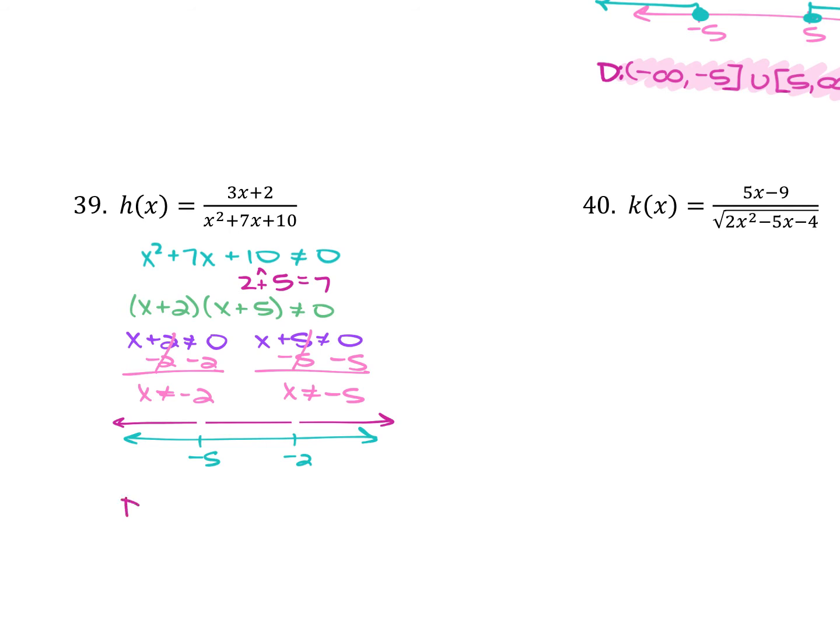So your domain would be going from negative infinity up to negative 5, not including the negative 5, with a union from negative 5 to negative 2, not including either of those numbers, with a union from negative 2 to positive infinity, not including the negative 2.